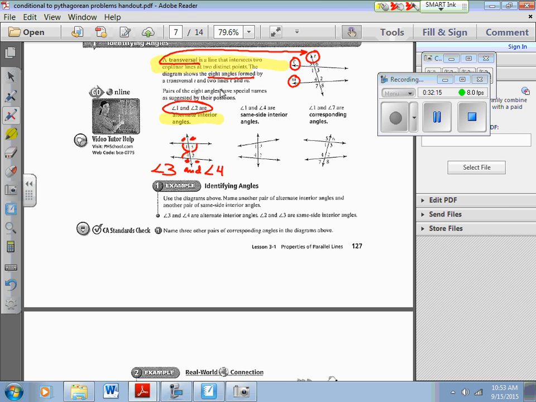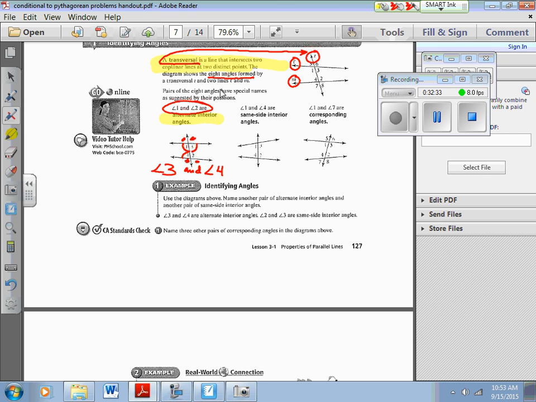So there's 2 pairs of alternating interior angles: 1 and 2, and 3 and 4. Alternating, has everybody heard that word, alternating? The angles cannot be right next to each other if they're alternating. Okay? So 3 and 4.